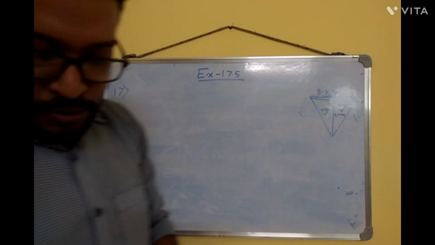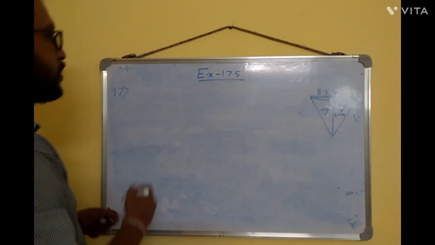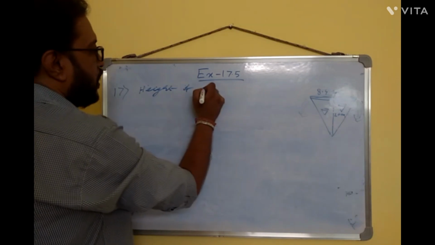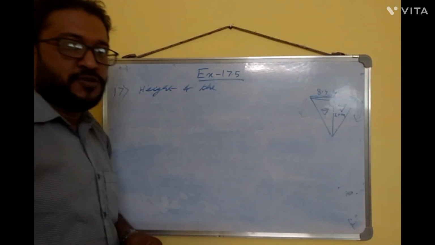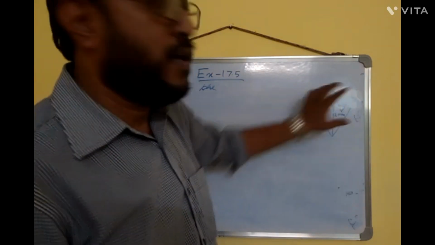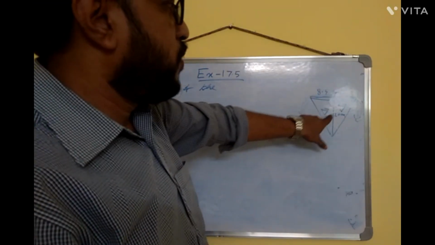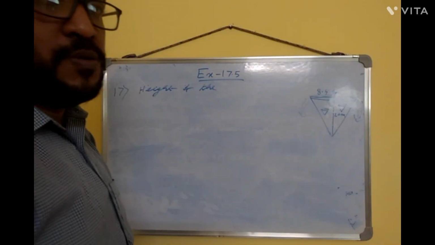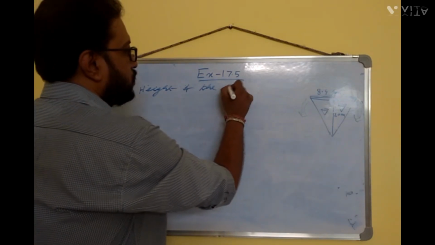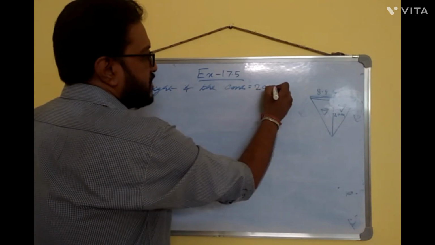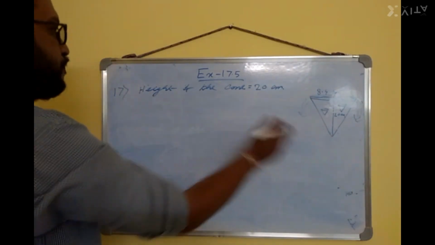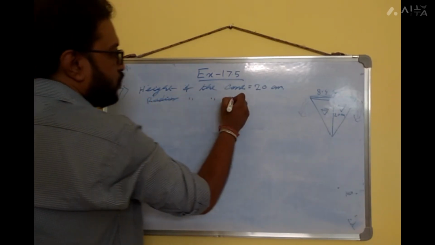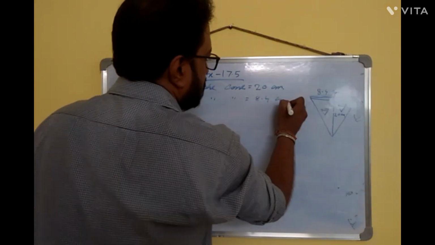So first of all, what we are going to do: height of the cone means the main one, and for the next case, small cones. I will write them as a small cone. I will not waste time writing the submerged cones like this. Height of the cone 20 centimeter and radius of the cone 8.4 centimeter.